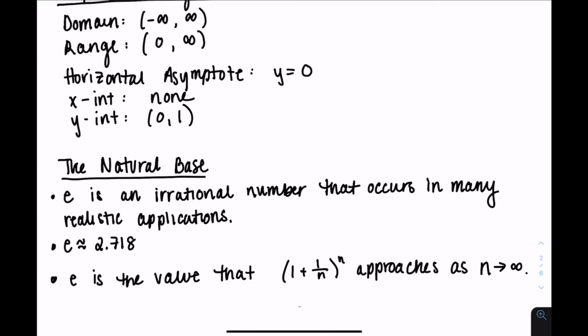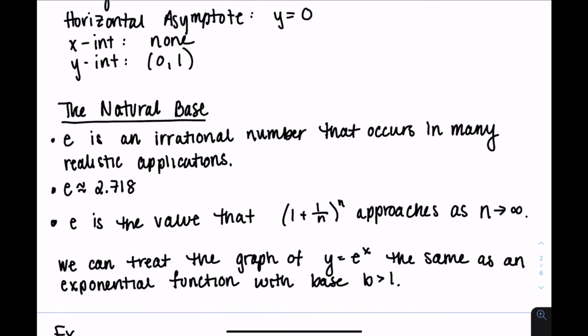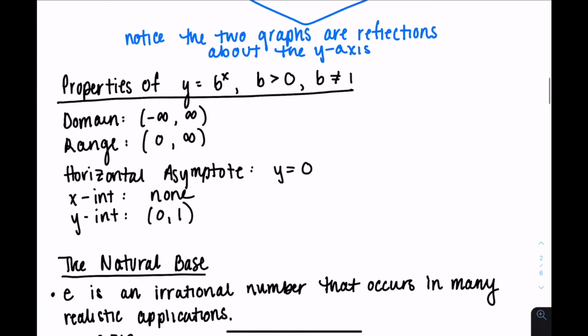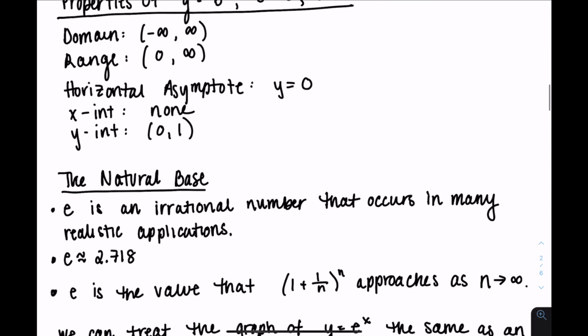Another way this comes about, it's the value that 1 plus 1 over n to the nth power approaches as n gets larger and larger. So it goes to infinity. Because this is an important base, we do want to know the graph of it, but it's the same as an exponential function with base bigger than 1. So e to the x is going to have the same basic shape that this graph does. It will continue to grow forever.